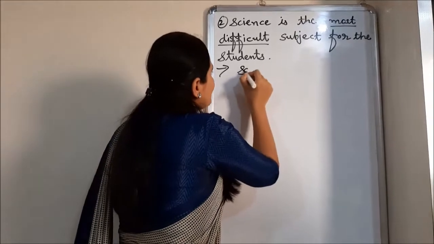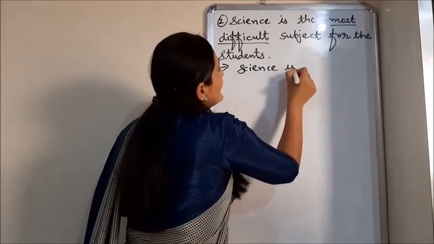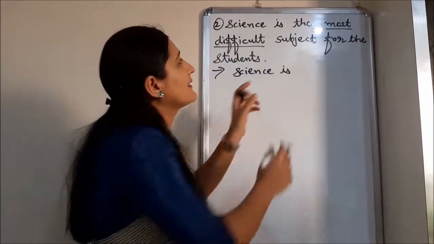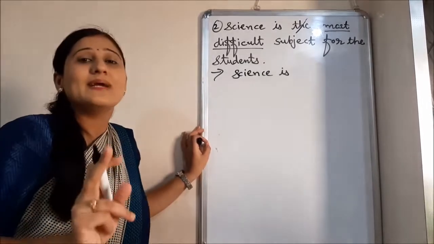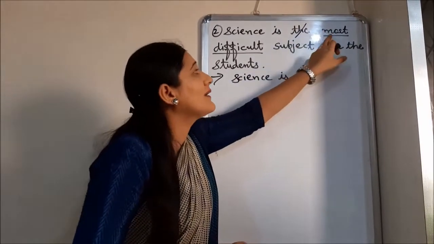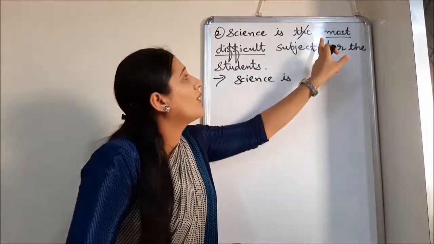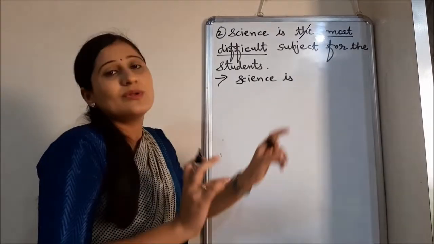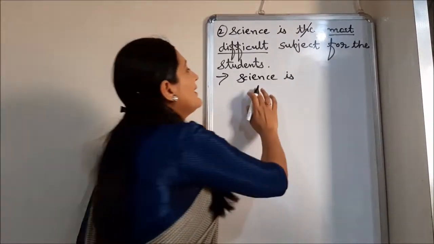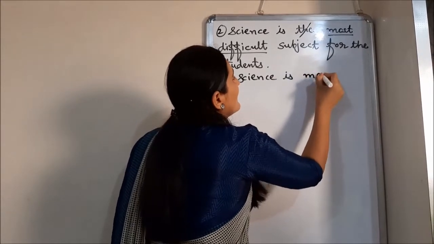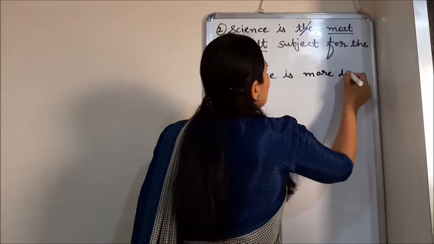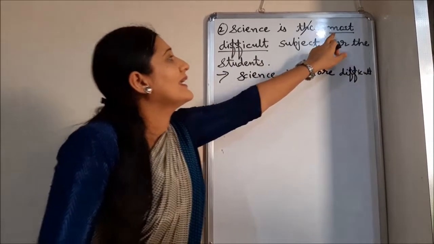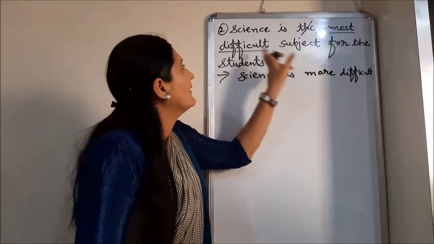So let us write science is. Here also no need to check positive or negative. So science is. Now the will be deleted, because in superlative degree the plus most plus adjective or the plus est plus adjective is compulsory. In comparative the is not compulsory. So we will write science is more difficult. Now one more thing. See, if most is given, you will write more plus adjective.